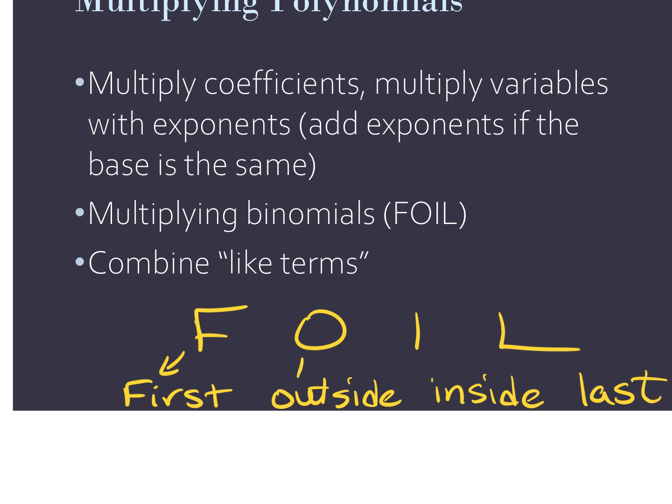So when we get to the binomial examples, I will demonstrate FOIL, but I will also show you really all we're doing is distributive property.